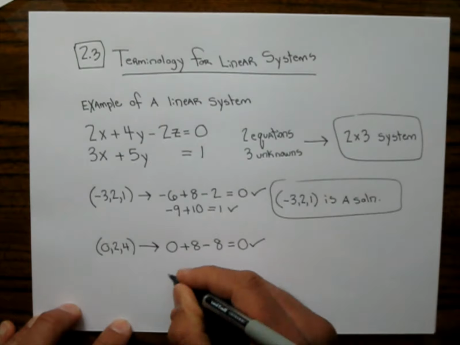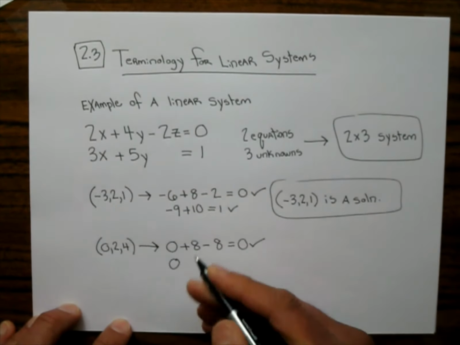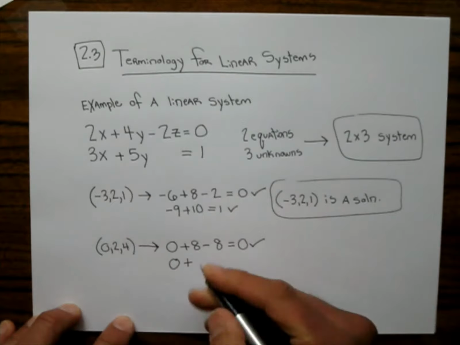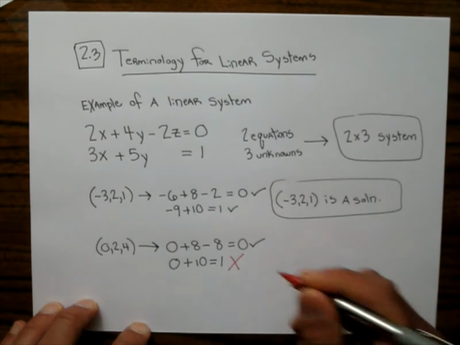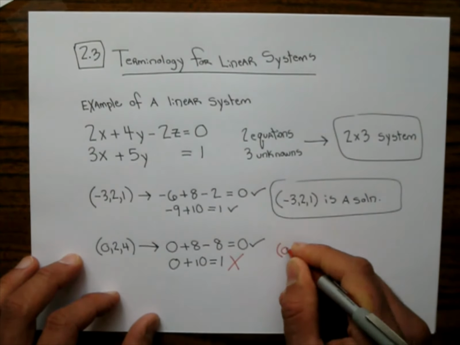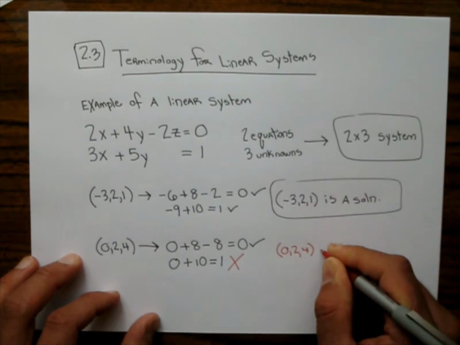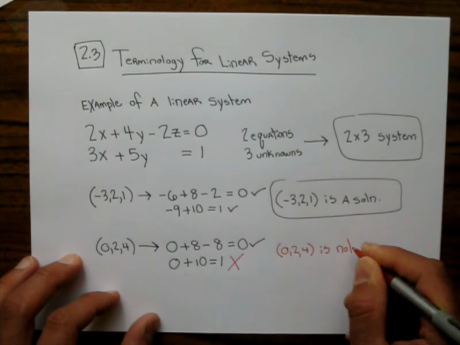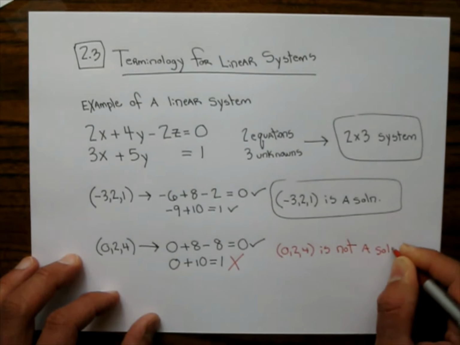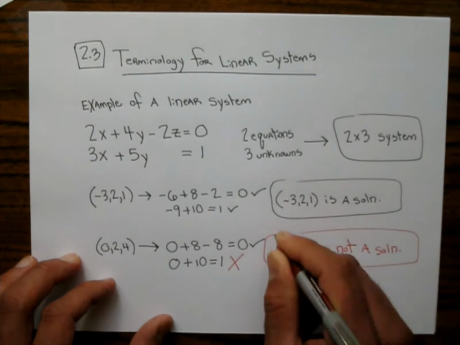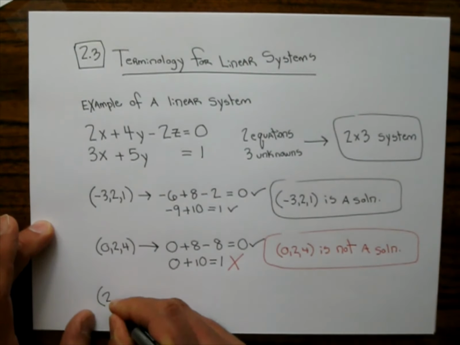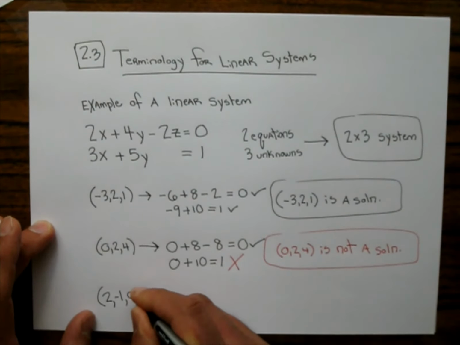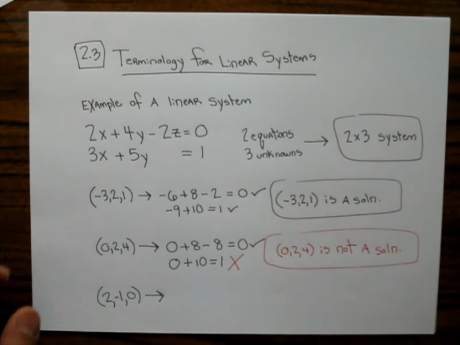So let's see, 3 times 0, and then plus 10 equals 1. So that's bad. This guy right here, (0, 2, 4), is not a solution. And some of you are like, this is so boring. Well, if you're thinking that, let's do one more. Why? Because it's funny when people are suffering. Or is it really? It's not really funny when people are suffering, but with math it can be that way.